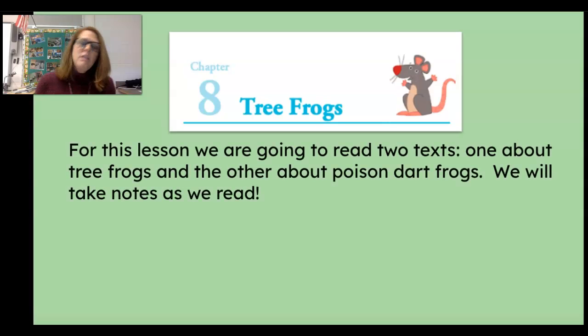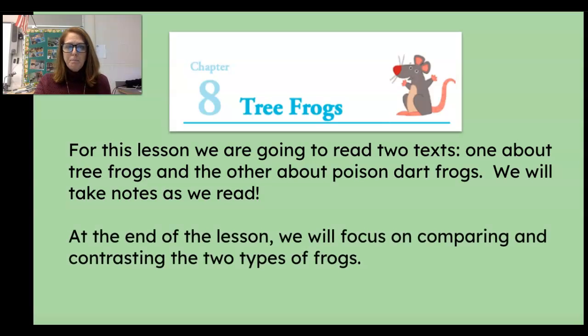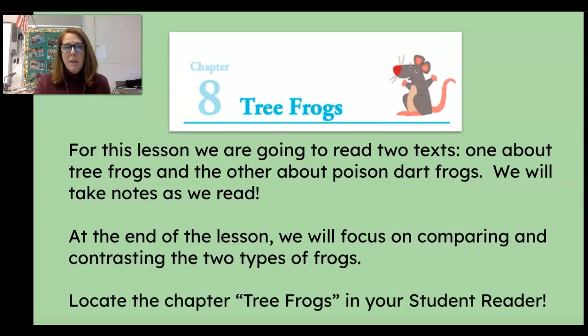In this lesson, this is the first part, we're going to read two texts. We're going to read two chapters from your reader. One is about tree frogs and the other is about poison dart frogs. And we're going to take notes as we read the text. At the end of the lesson, actually tomorrow, we're going to focus on comparing and contrasting the two types of frogs that we read about. So find the chapter Tree Frogs, Chapter 8, in your student reader.